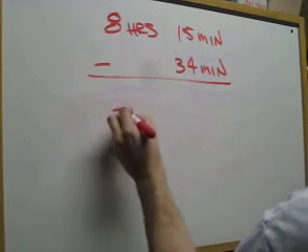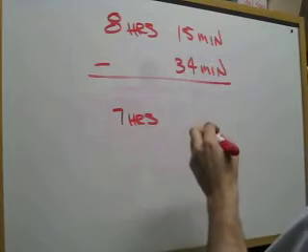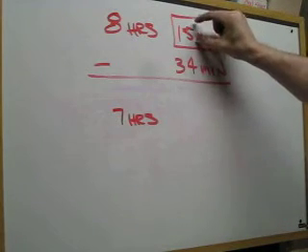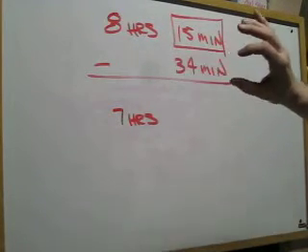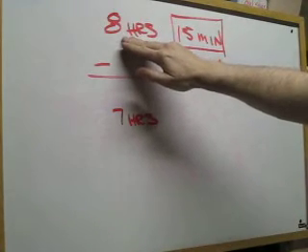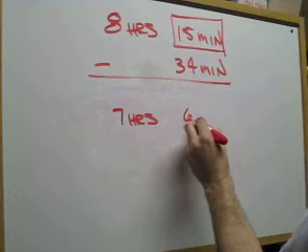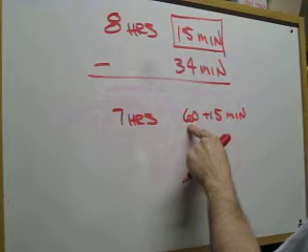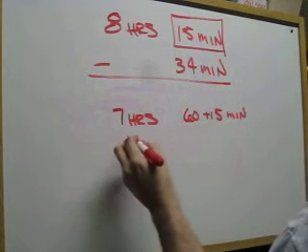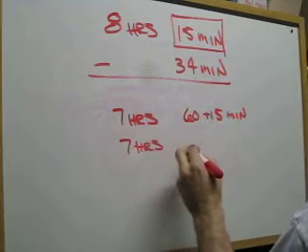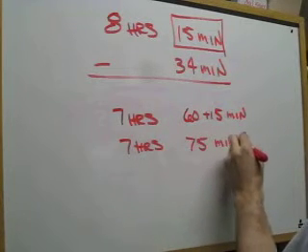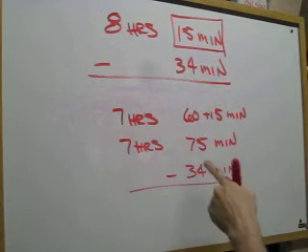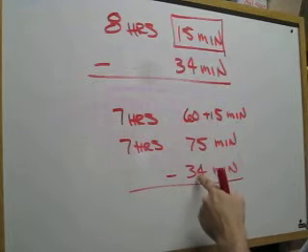So let's rewrite this as 7 hours, and we're going to borrow an hour. But when we borrow an hour, we want it to be in minutes, because we're trying to make this number bigger than this. So if we take that hour away from our 8, an hour in minutes is 60. So this is 60 plus 15 minutes. Okay, so we borrowed an hour, turned it into 60 minutes, and we've got 15. So that means we have 7 hours, 75 minutes. And we're subtracting 34 minutes from it. That works well because 75 is larger than 34.